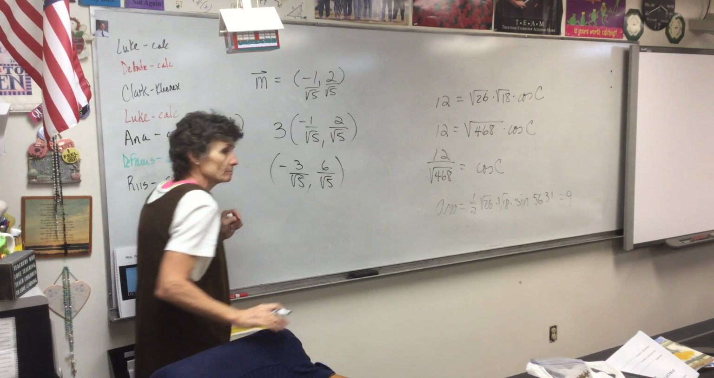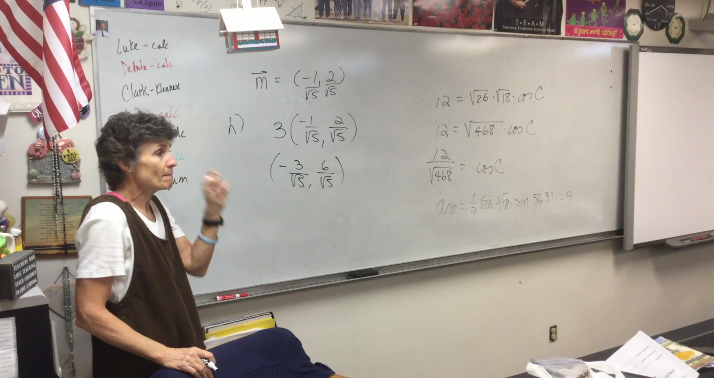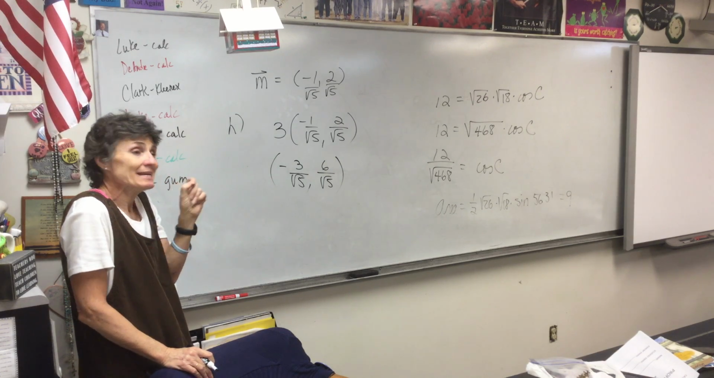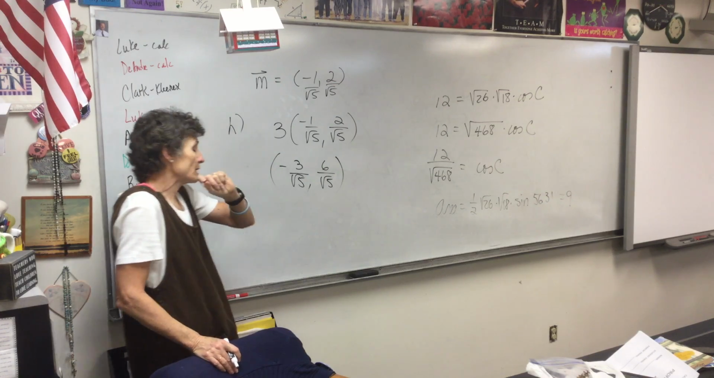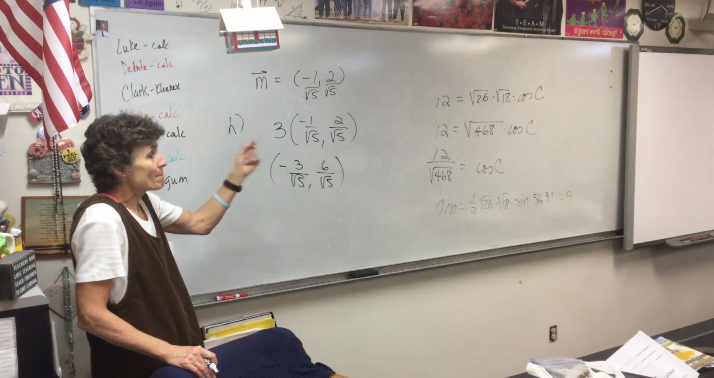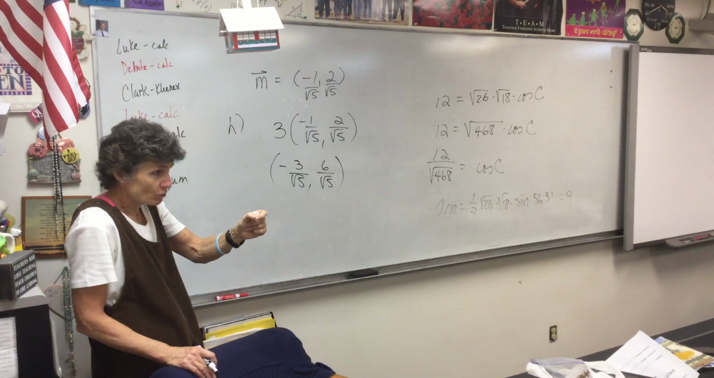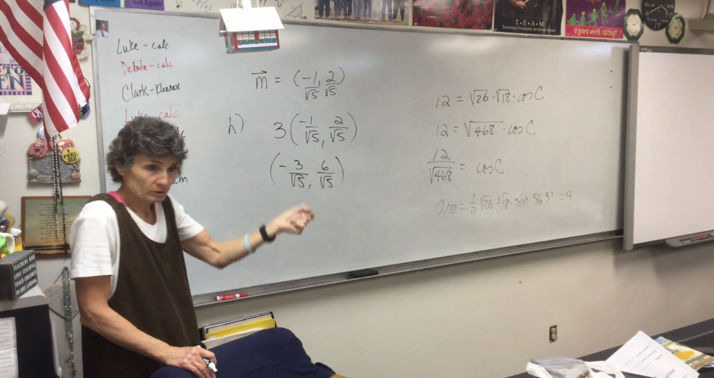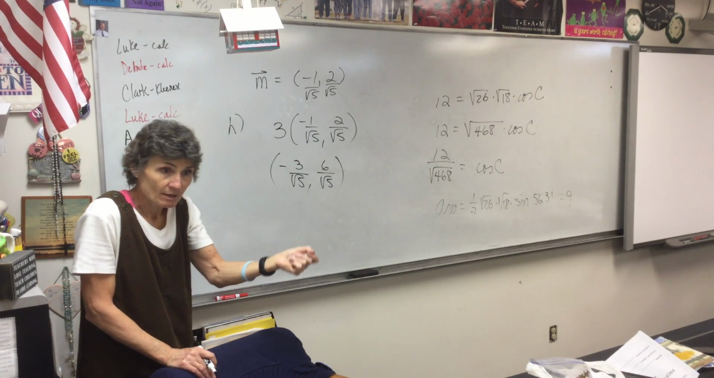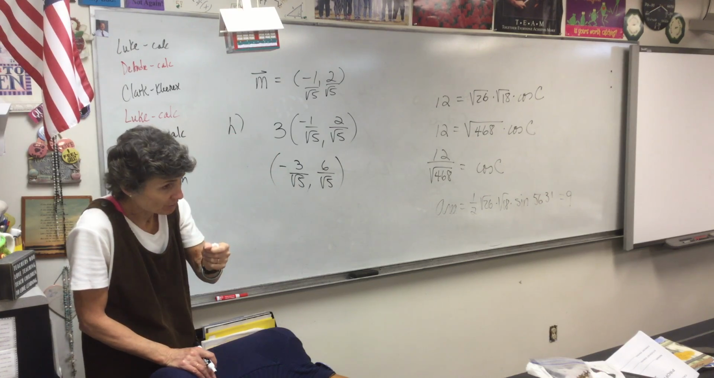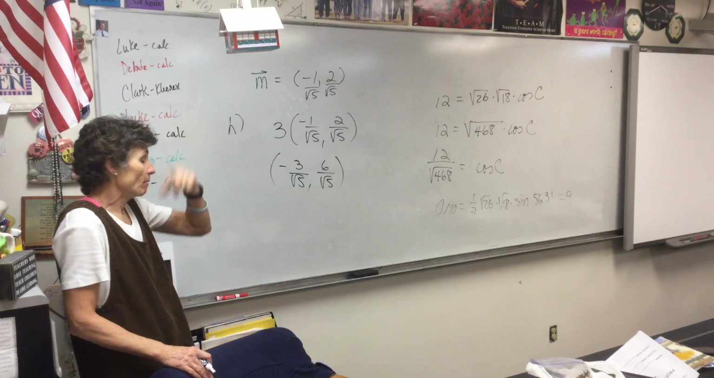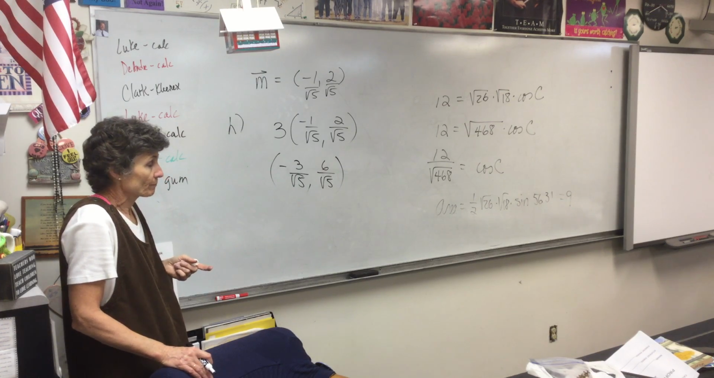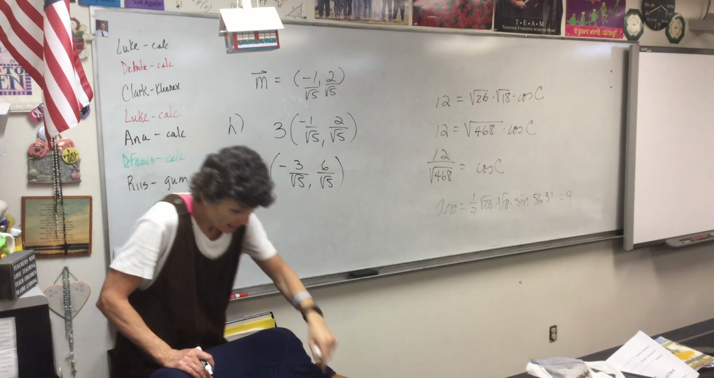Easy one. So you can make a vector have any length you want it to have. This one happened to be 3. You can have any length you want by making it a unit vector first and then multiplying it by the desired length. So how do we make it a unit vector? We divide it by its magnitude, period. And then multiply it by whatever you want. All right, so that was 2H.